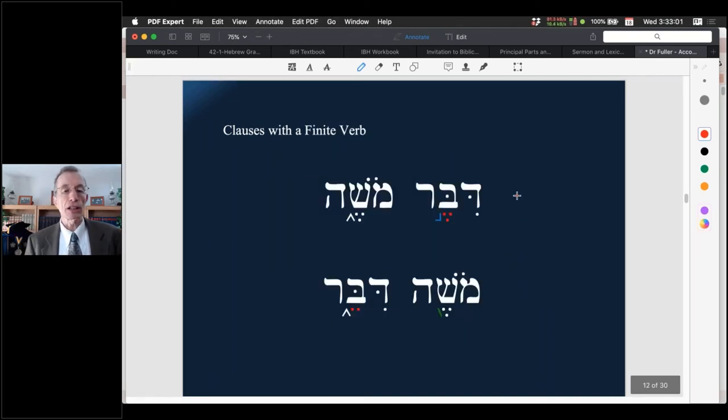So now we want to look at clauses with a finite verb. Now this again, the first example I'm giving here is the verbal clause. And this down below is the nominal clause. If you notice the accent marks, you must read this "dabar Moshe." This one, and I'm being technical here, of course, "Moshe dabar." And that difference in the way you say that communicates different things to the Semitic ear. Same thing in Arabic.